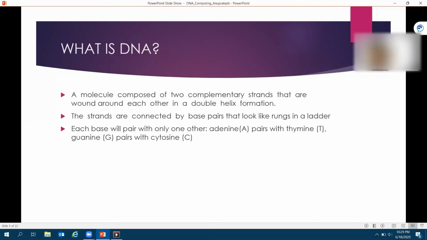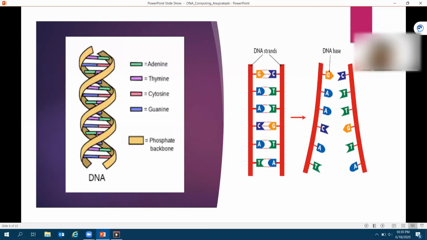The complement for A would be T and the complement for G would be C. Similarly, the complement for T would be A and for C would be G. This is the structure of DNA. As I have already stated, there are four bases: A, T, G, and C, and we can see that A is only connected to T and vice versa, and G is connected to C and vice versa.